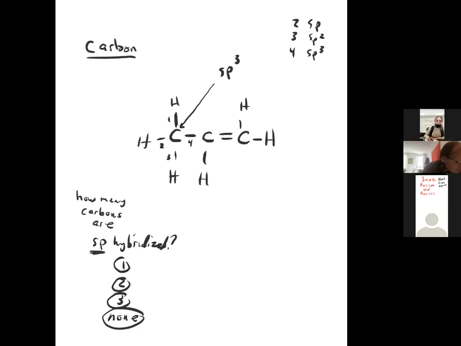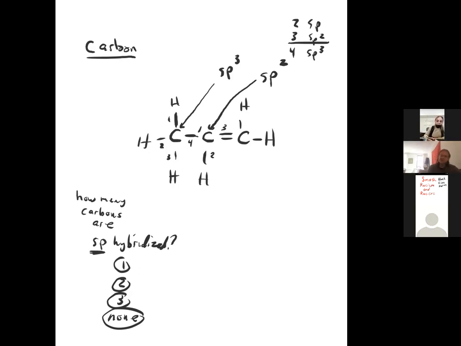So let's do the next one. The next one right here. Well, that one has a single bond, so that's 1. It has a single bond, so that's 2. And it has a double bond, so that's 3. Right? Remember, the double bond is 1 domain. A triple bond is 1 domain. So it has 3 domains. So that's sp2. So that one's not either. That one's not sp.